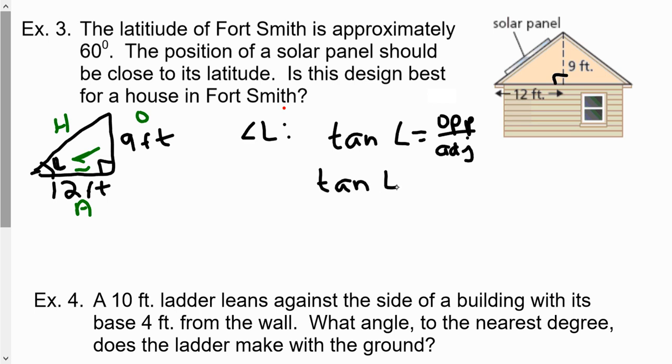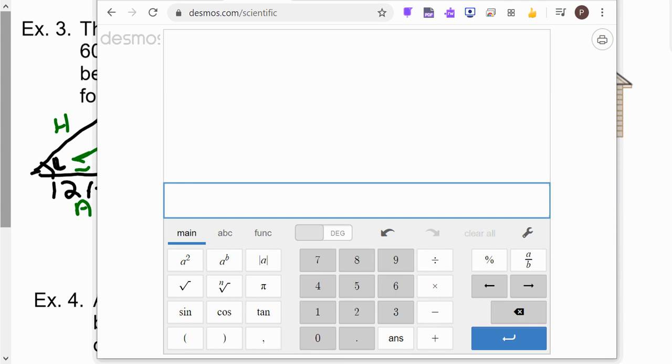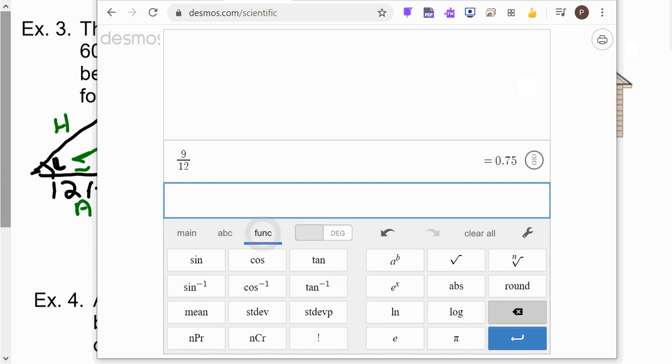Now I know those values. The opposite had a length of 9. The adjacent had a length of 12. Because I'm isolating my unknown, I need to isolate L. L is trapped inside this tangent, so we do the inverse. That's what gets us L by itself. But to be able to do one thing to the left side, I have to do the same thing to the right side. If your calculator doesn't do fractions very well, we can figure out what 9 over 12 is first as a decimal, and then I can take the inverse tangent of that.